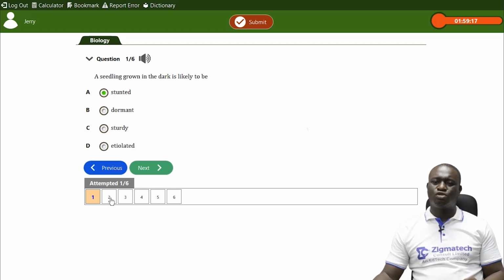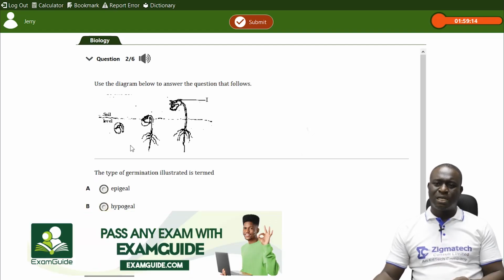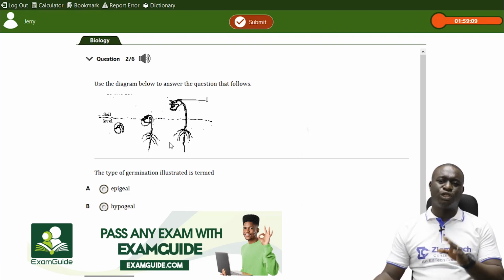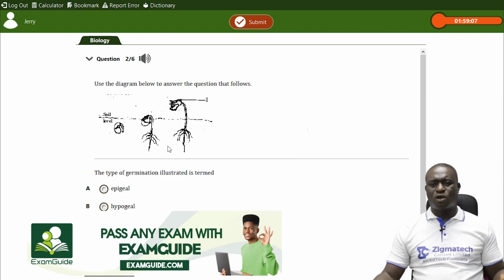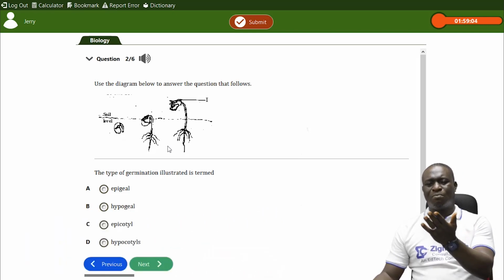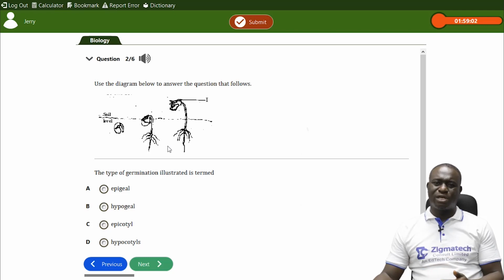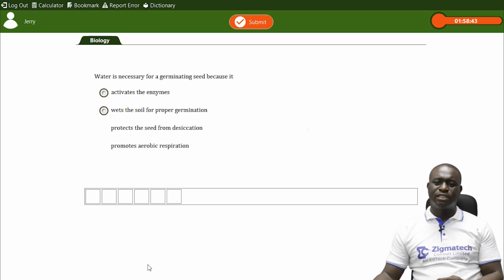Next one is number 2. We have, look at that structure. I think that gives us a very clear description. This is epigeal germination. If you go back to one of the things we posted on the screen concerning epigeal germination, you can see that the cotyledon is going above the soil surface. So this type of germination illustrated here is epigeal germination and not hypogeal germination.